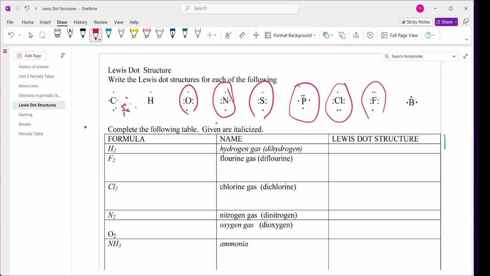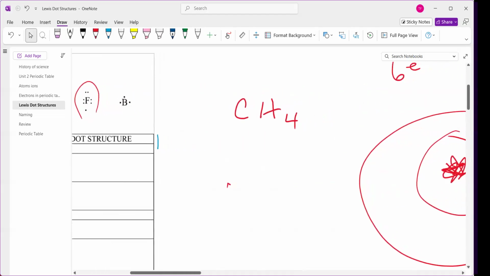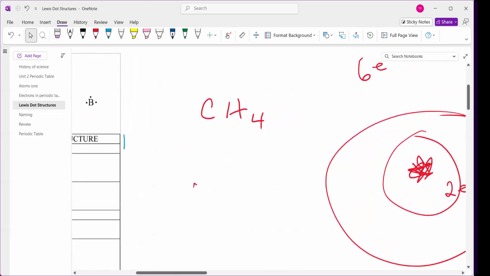All right, so how do we put this stuff together? Let's look at methane, CH4. We've got carbon with 4 singletons. You start with the atom with the most singletons, in this case carbon. Hydrogen has 1 singleton. So we put carbon in the middle, with the singletons around it. We have 4 hydrogens left over, and hydrogens have 1 singleton.